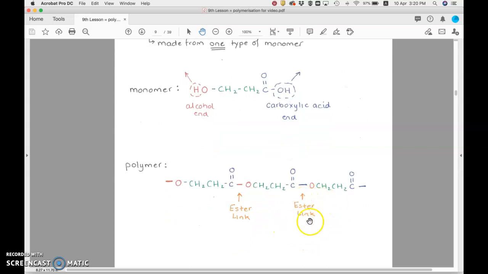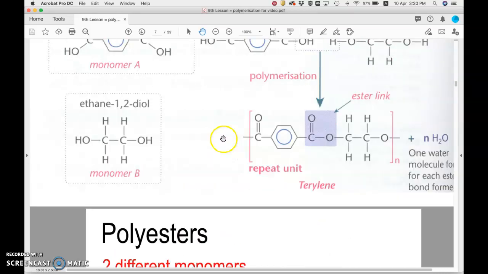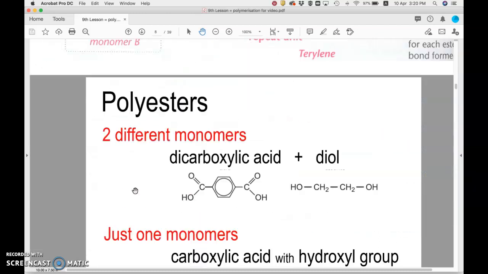This is not common. Most of your exam questions will involve the two different monomers, where you've got a dicarboxylic acid and an alcohol, a diol, I should say.